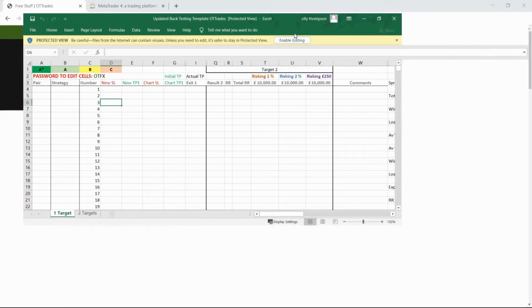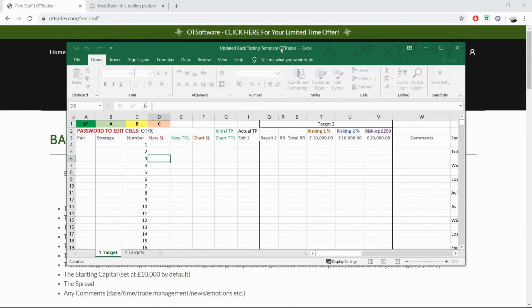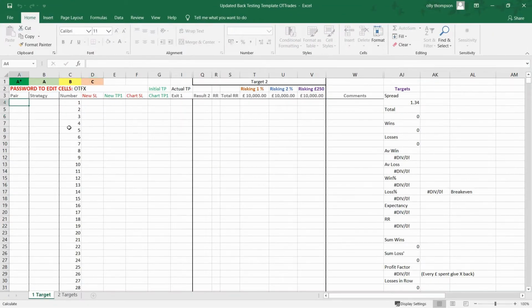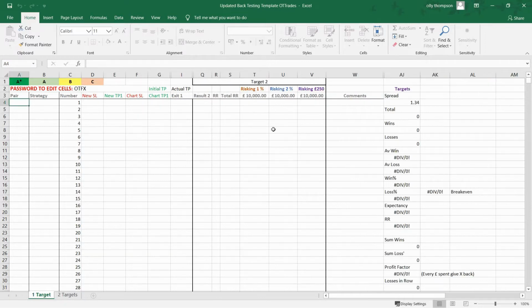So once you've downloaded this, you've got this ready. This is where you're going to be inputting all of your data. So all of your backtesting results are going to be inputted into here. So we've got this set up ready, target one. For this example, we're only going to be targeting one target. For two targets, we can go here and target both targets here. But for this example, we're only going to have one target.